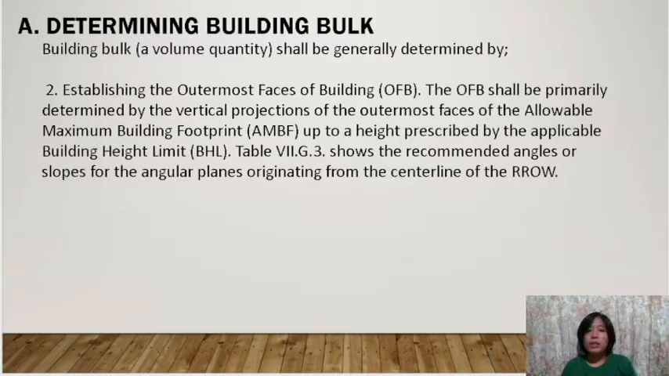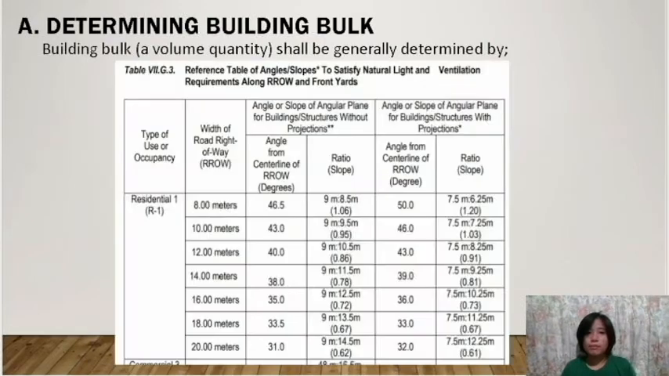So table 7.g.3 shows the recommended angles and slope for the angle plane originating from the center line of the RROW, which is the front of your building. So this table, 7.g.3, shows the slope and angular plane depending on the size of your RROW.